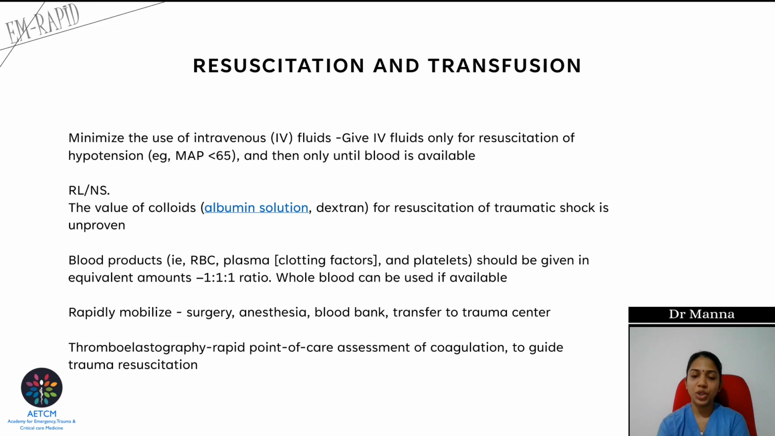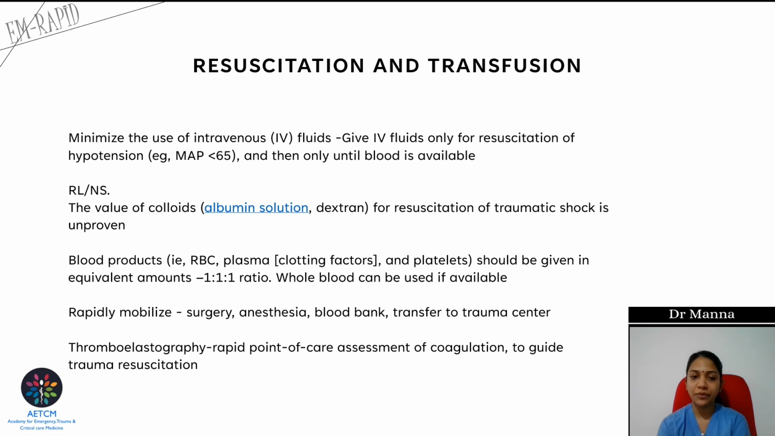Blood products should be transfused once we give the crystalloids, so PRBC, platelets and plasma are given in a ratio of 1:1:1, and if we have whole blood, that is preferred. Usually we do not keep whole blood as such, so we have to transfuse PRBC, platelets and plasma in a 1:1:1 ratio.